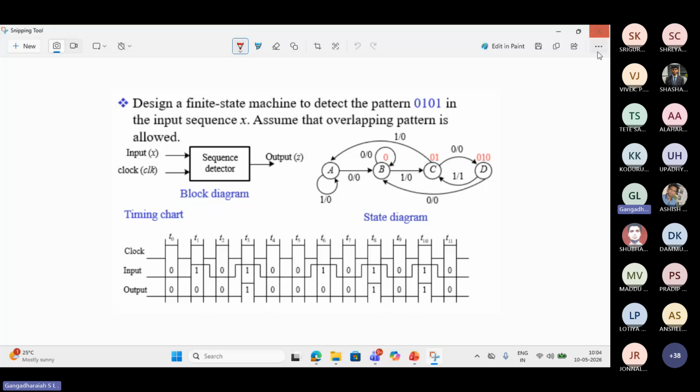I think you all know the JK flip-flop, right? Let us take the JK flip-flop only. Assume it looks like this: a JK flip-flop triggered by a clock. I have two inputs, J and K, and let's say it has Q bar as well.